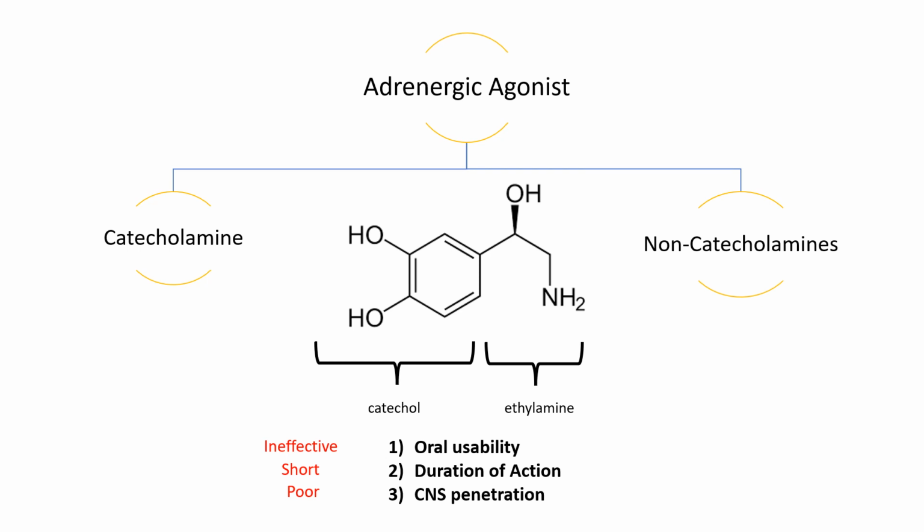nervous system. Now, on the other hand, we have non-catecholamines, which lack the catechol hydroxyl groups. And because of that, they are not a good substrate of catechol-O-methyltransferase, and they are metabolized by monoamine oxidase very slowly. As a result, non-catecholamines can be given orally, and they have a much longer duration of action, and because they are less polar, they are also able to penetrate into the central nervous system fairly well.